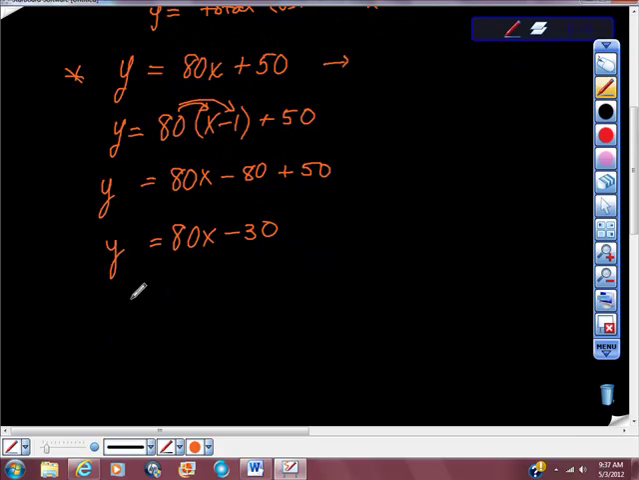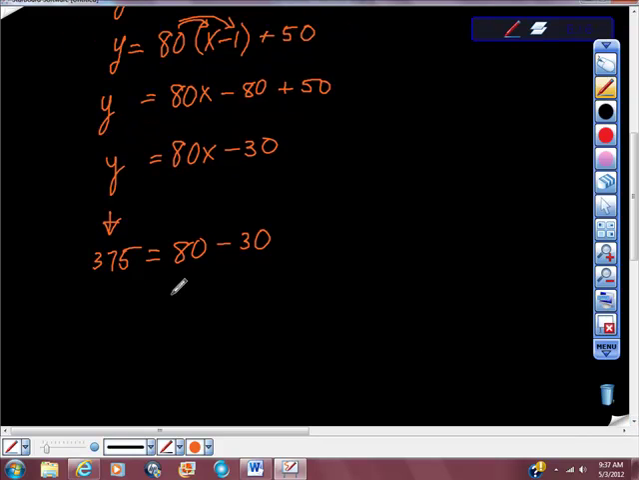And now we can go from here. We want to know how many lessons we can afford. Well, our total amount that we can spend, our total cost, can only equal 375, can't it? So 375 equals 80x minus 30. Look what happens here. Add 30 to both sides. 375 plus 30 gives us 405, doesn't it? Equals 80x.